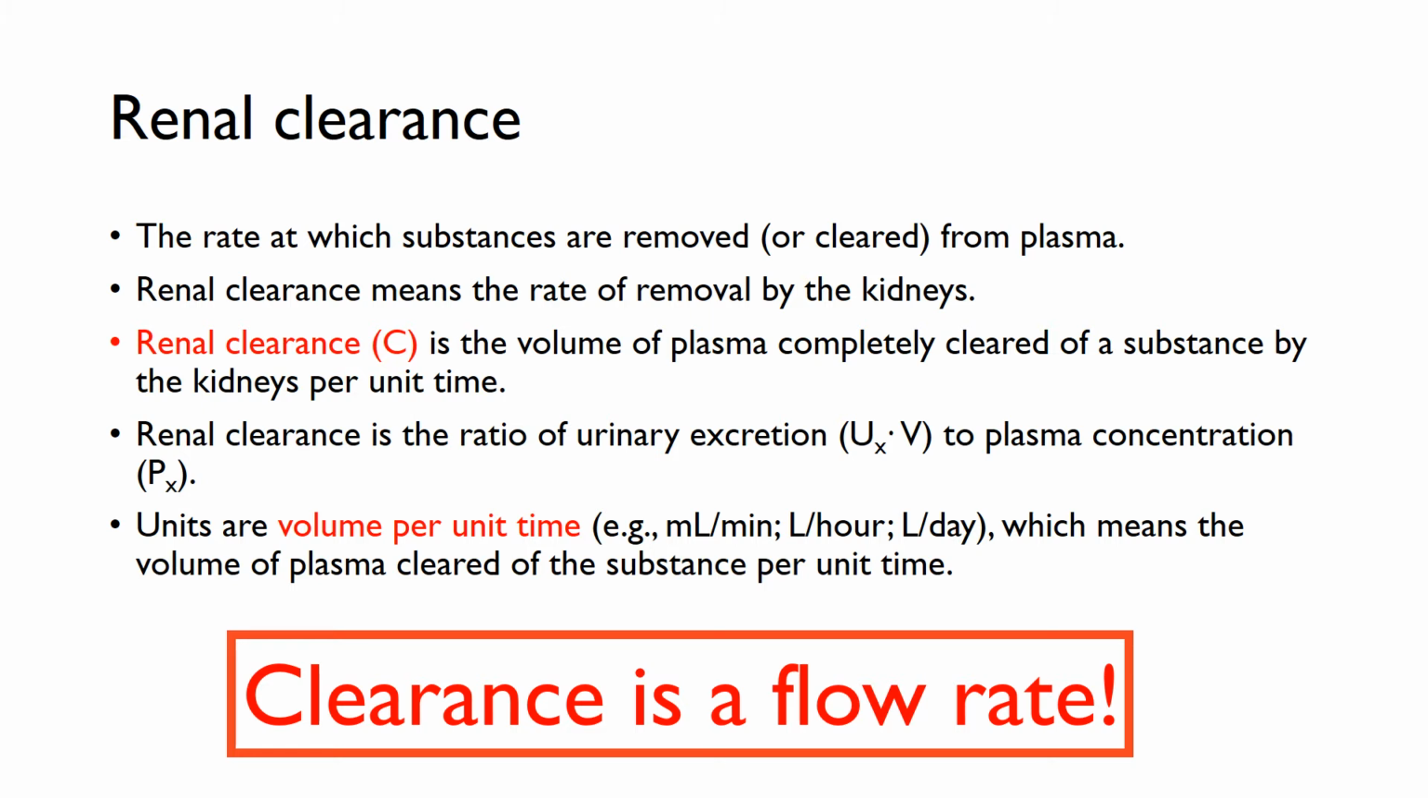The big picture is clearance is itself a flow rate. This is not the same as urine excretion rate. Urine excretion rate is how often or the rate at which something is excreted in the urine. Clearance is the rate at which substances or something is cleared or removed from the blood.